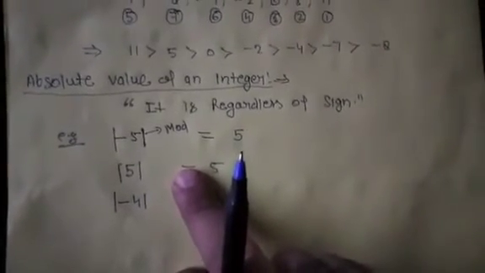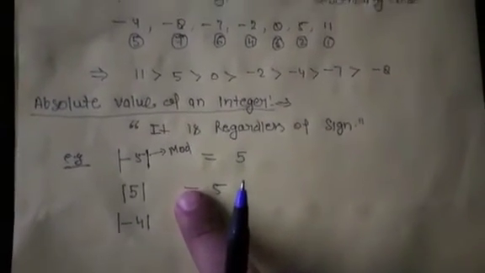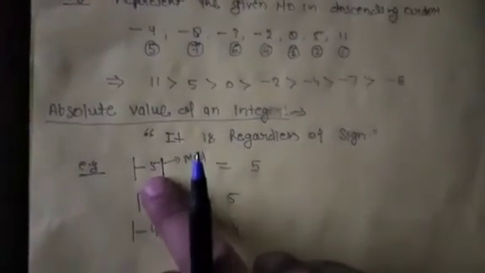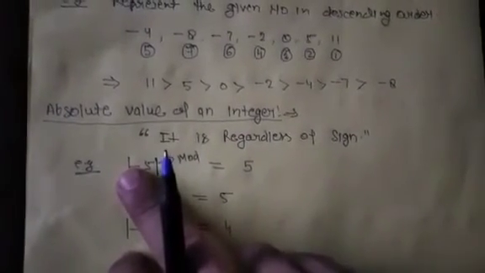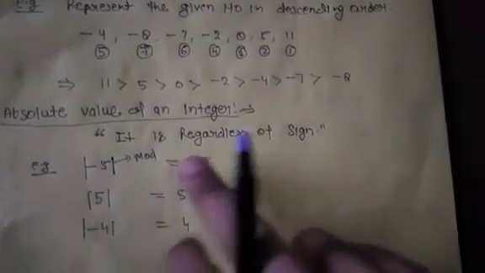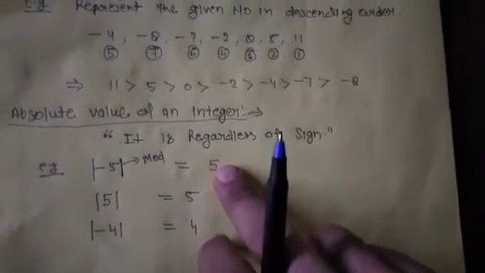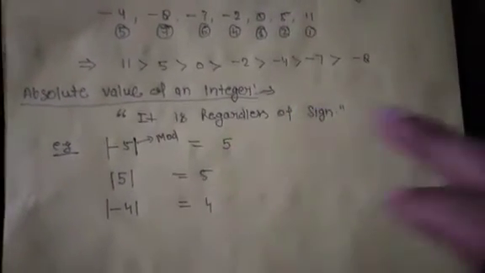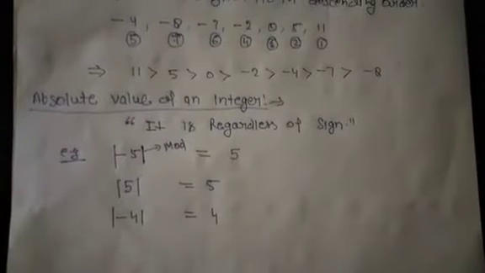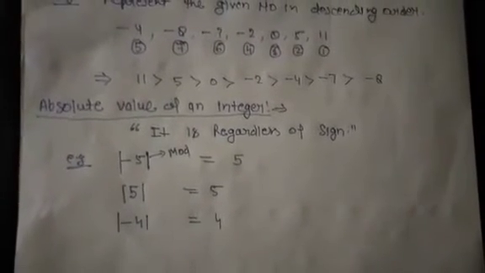Now the absolute value of an integer, I told you, is regardless of sign. So the absolute value of any number will have the magnitude but will not have any kind of sign. That means -5 has the magnitude 5 but sign minus. So the absolute value of -5 will become 5, but it will not have any kind of sign. It will have only the magnitude. And I illustrated it, and now I must give you the assignment for practice.